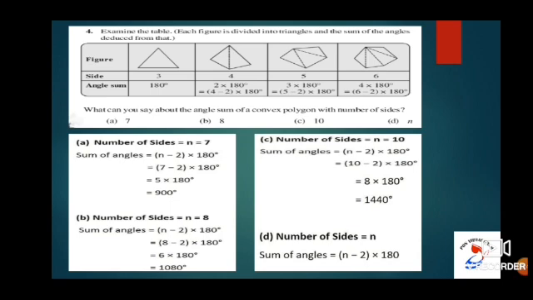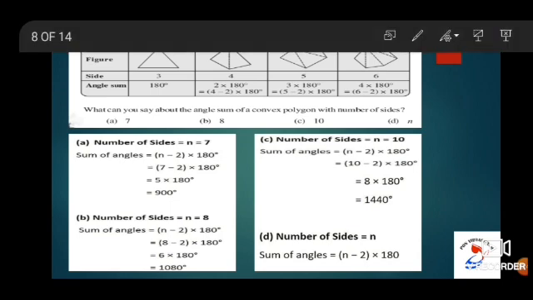Similarly, we have to find out what you can say about the angle sum of a convex polygon with the number of sides. So there are 4 subdivisions. First, the number of sides they have given is 7. You can find this using the relation n minus 2 into 180. So for subdivision A, it is 7 minus 2 into 180, that is nothing but 5 into 180, that is equal to 900.